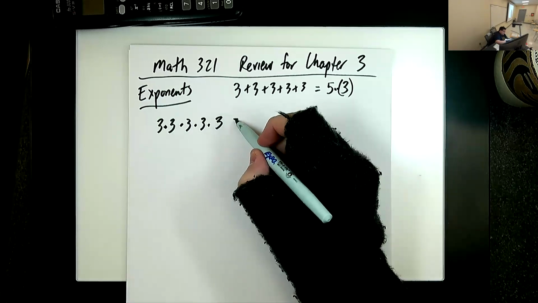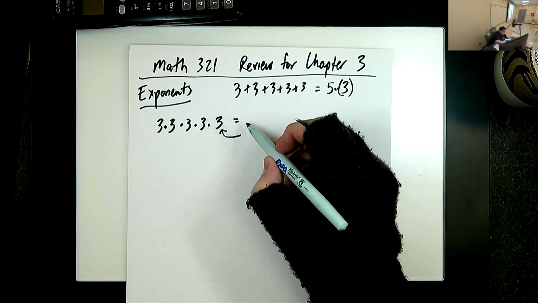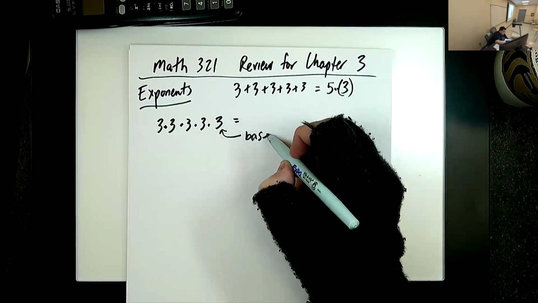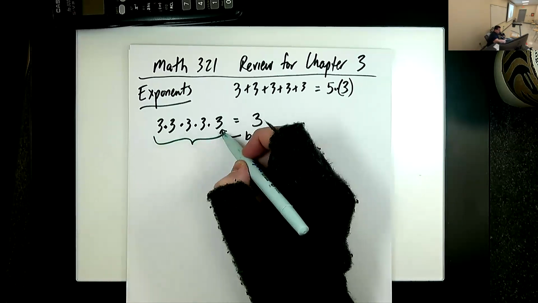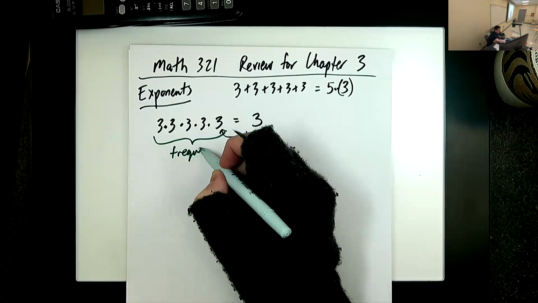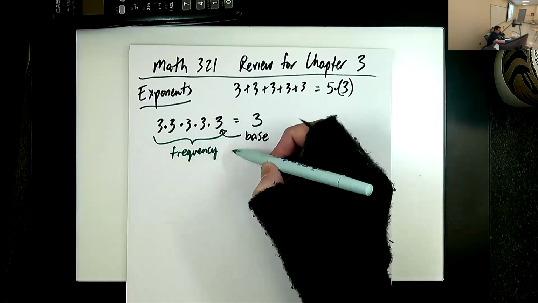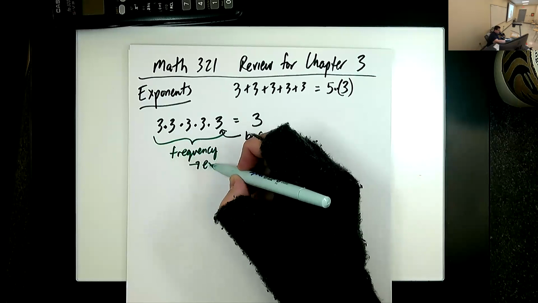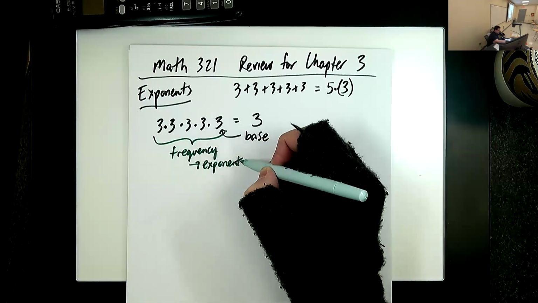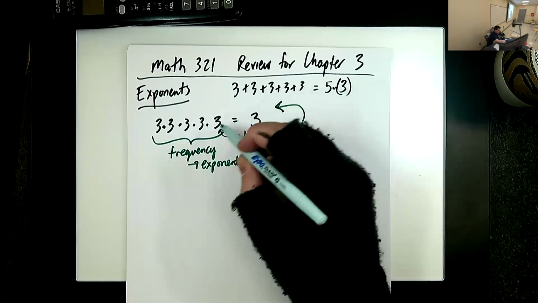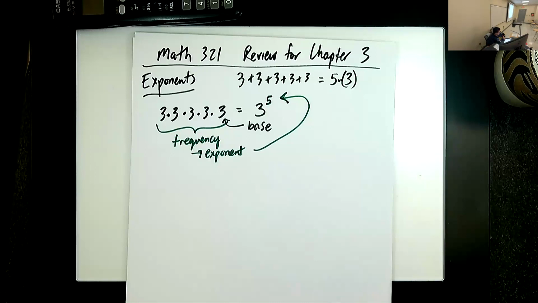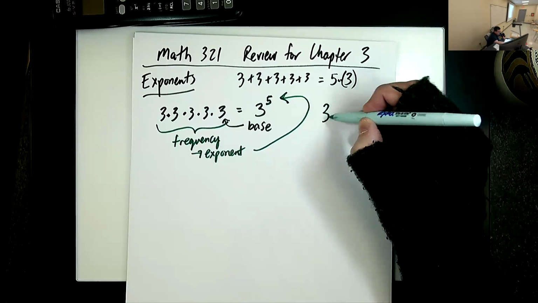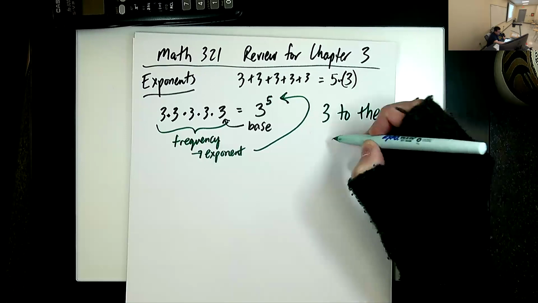We have a notation. The number that is being repeated is called the base, and we put it like that. And the frequency, or the number of times it appears, is the exponent. And we put that up here. There are 5 3s here, so I will put 3 to the 5th power. This is how it is read, 3 to the 5th power.